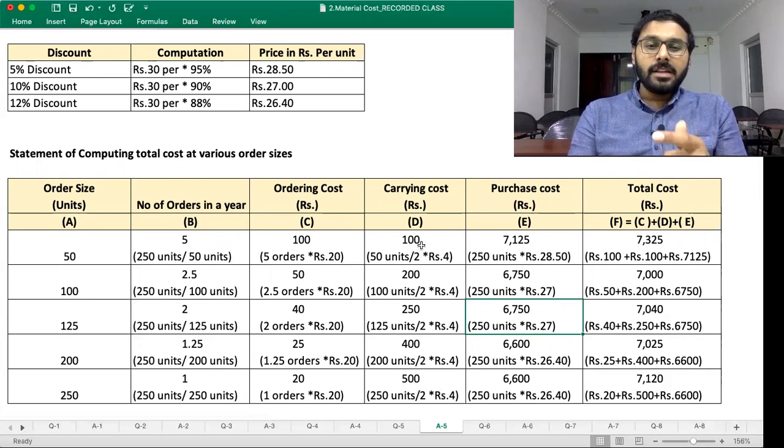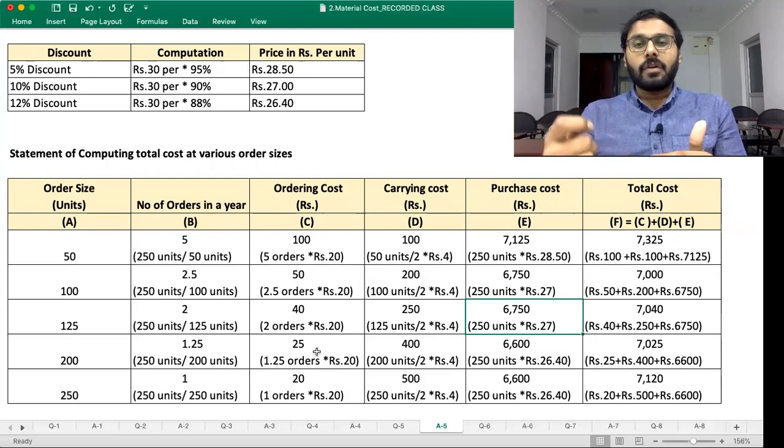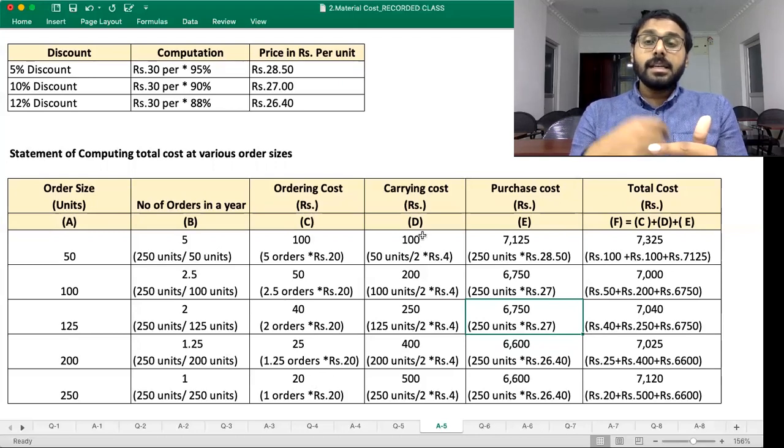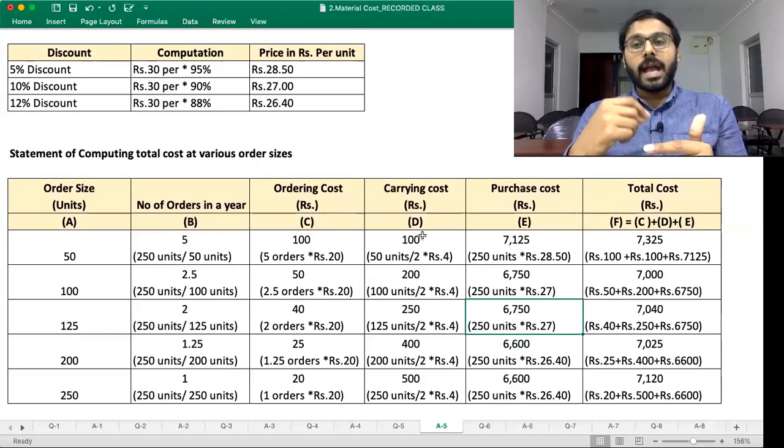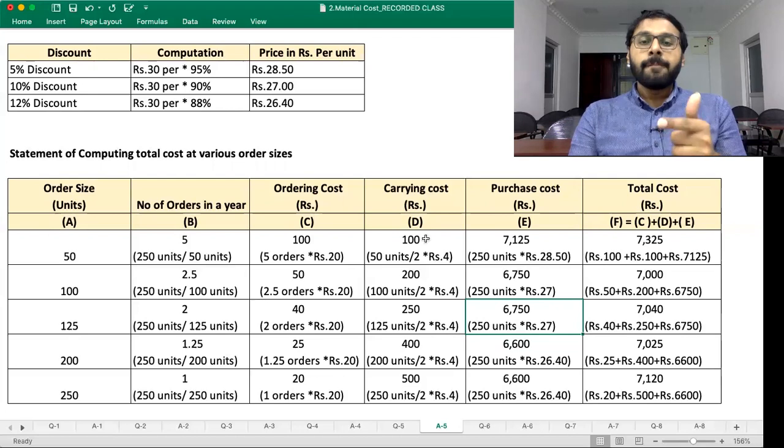So if you observe, the carrying cost increases slowly, whereas the ordering cost decreases slowly. Why? Because as you increase the order quantity, the number of orders is going to reduce. So because of that, your ordering cost keeps on reducing. Whereas as the order quantity increases, your carrying cost is going to increase, since the simple average number increases. That's why the total carrying cost keeps on increasing as I increase the order size. Then in the purchase cost, as the discount portion increases, the cost keeps on changing.